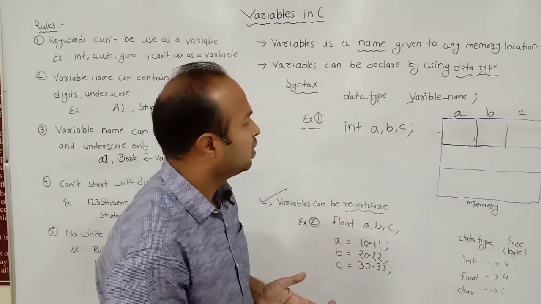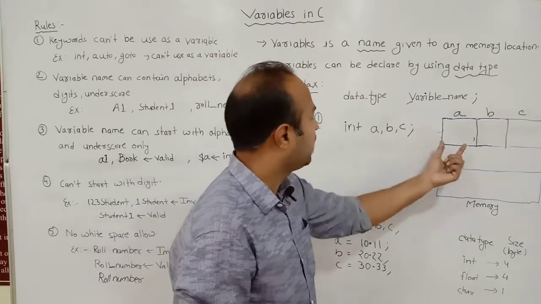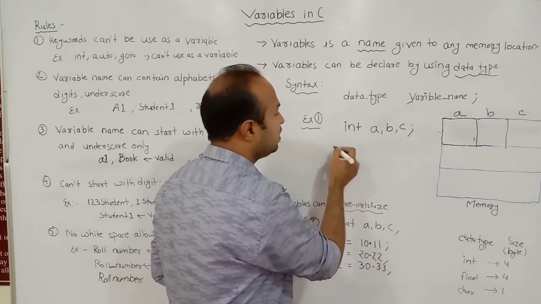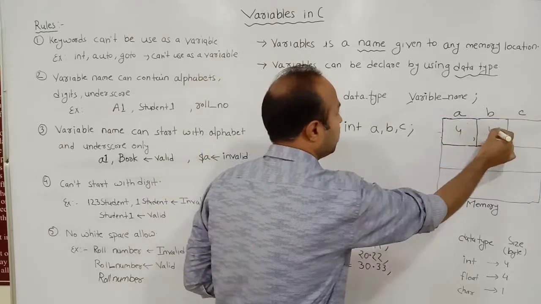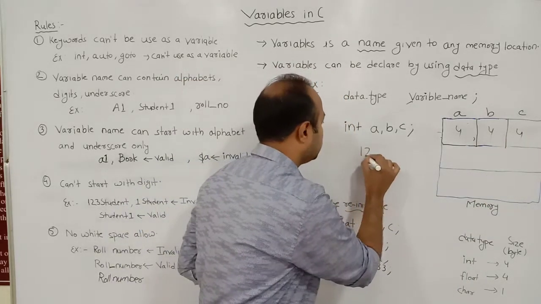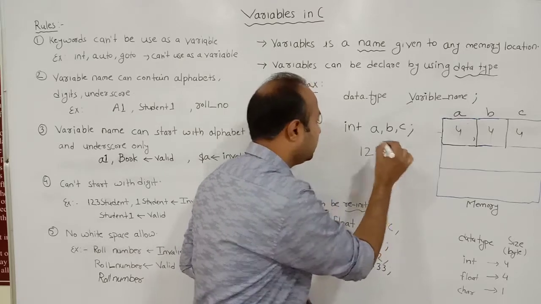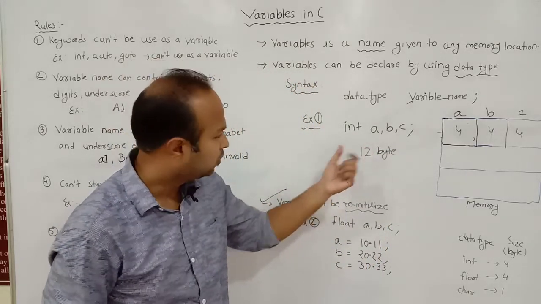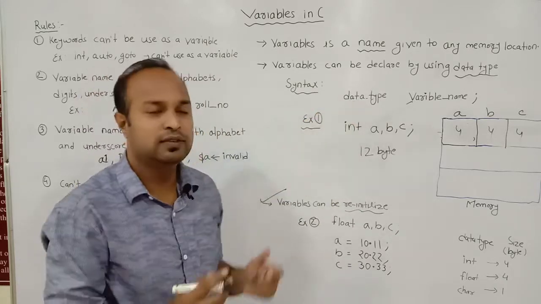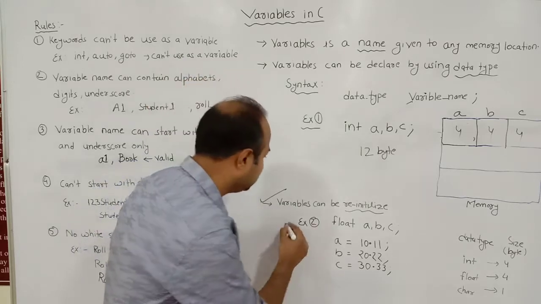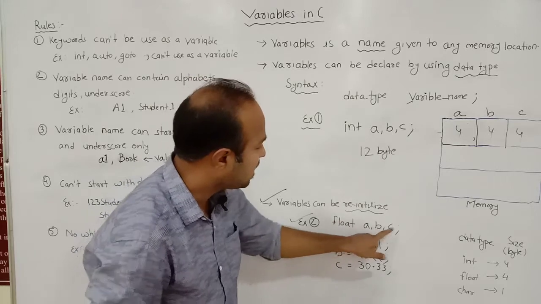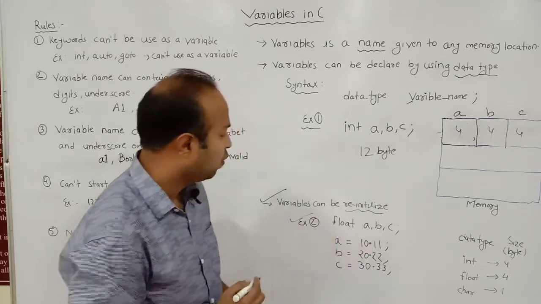And how much memory will be occupied by this declaration? If the data type is int, then 4 bytes for this, 4 bytes for this, and 4 bytes for this memory block. Means a total of 12 bytes will be occupied. Okay, and one more question is, can we use other data types? Yes, we can also use other data types. Here is an example. Here we have declared 3 variables a, b and c, and the data type is float.